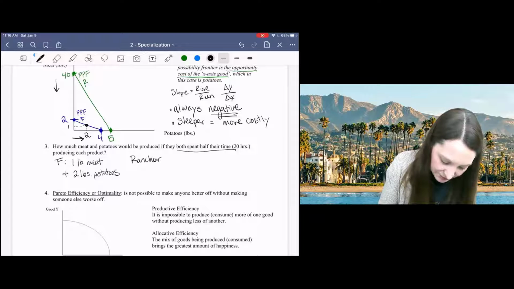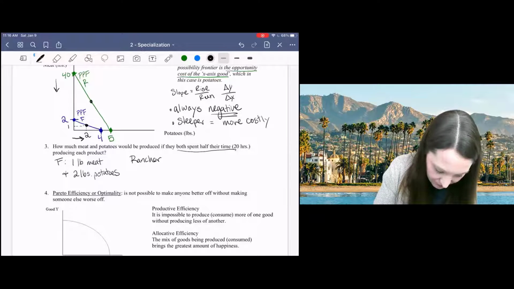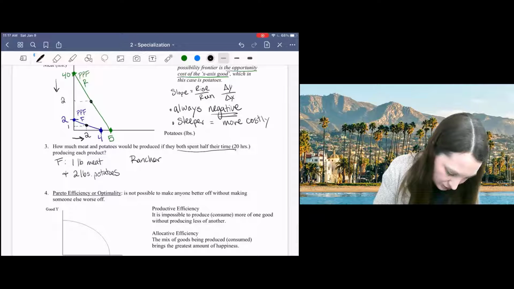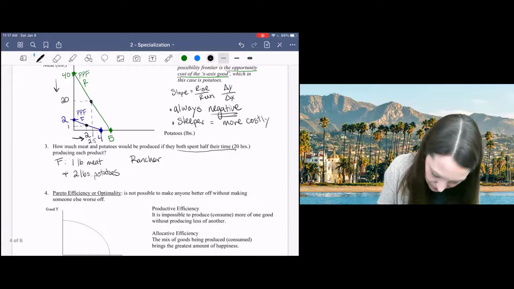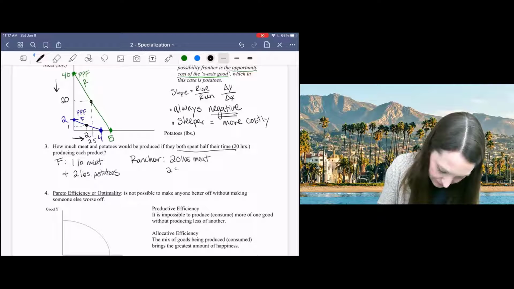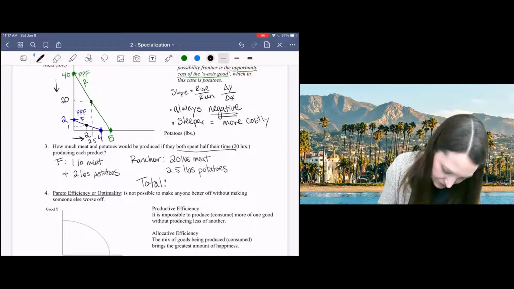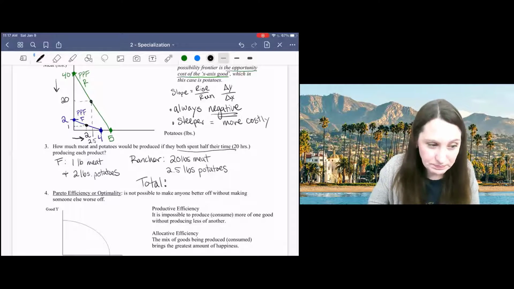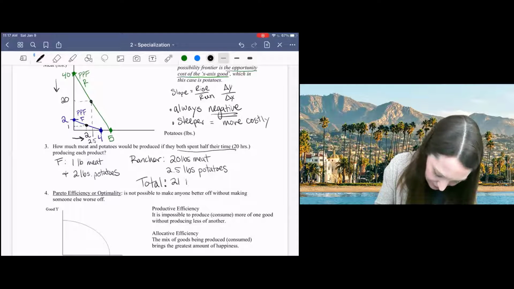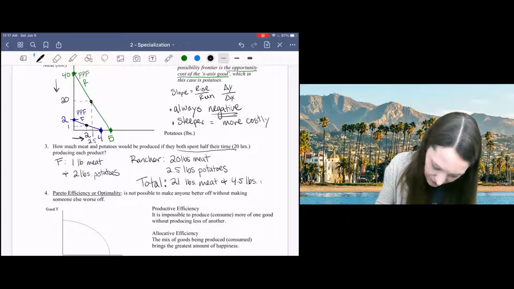For the rancher, the halfway point will give 20 pounds of meat and 2.5 pounds of potatoes. So total production in this world without specialization yields 21 pounds of meat and 4.5 pounds of potatoes.